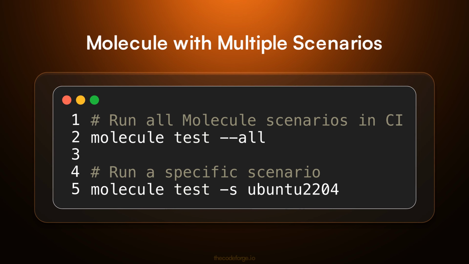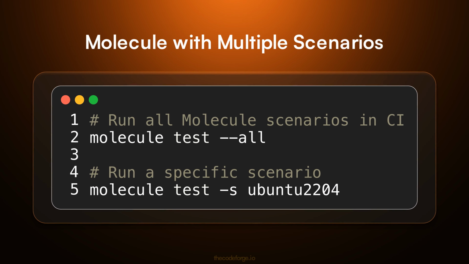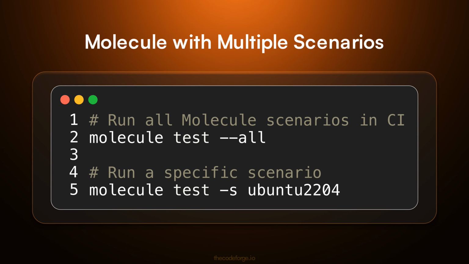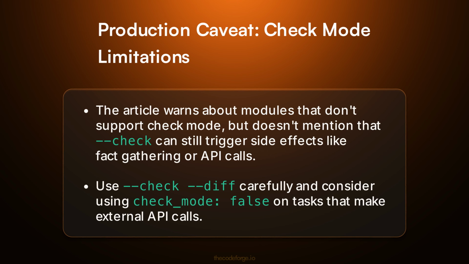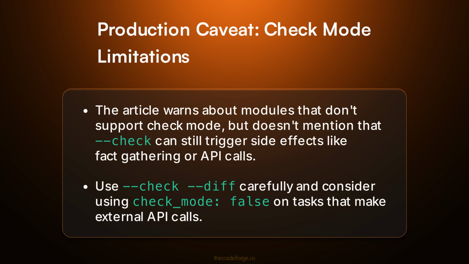The article mentions multiple molecule scenarios, but doesn't show how to run them in CI. Use molecule test --all to run all scenarios, or specify a scenario with molecule test -s scenario-name. The article warns about modules that don't support check mode, but doesn't mention that check mode can still trigger side effects like fact gathering or API calls. Use --check --diff carefully and consider using check_mode: false on tasks that make external API calls.